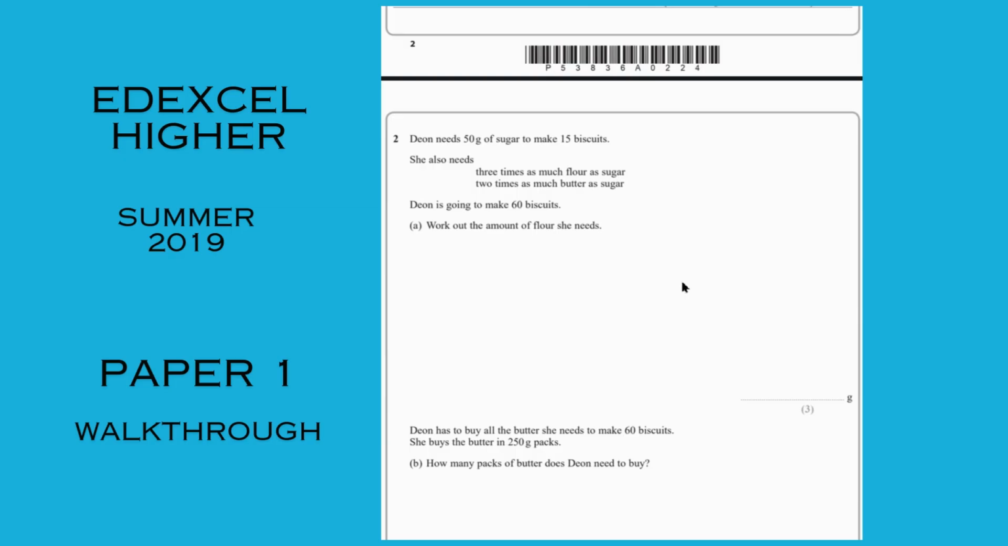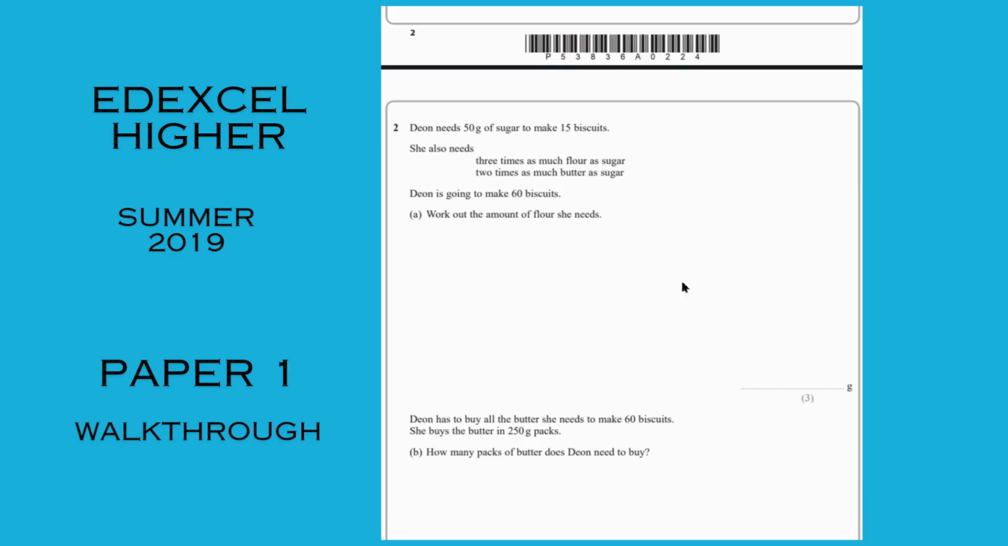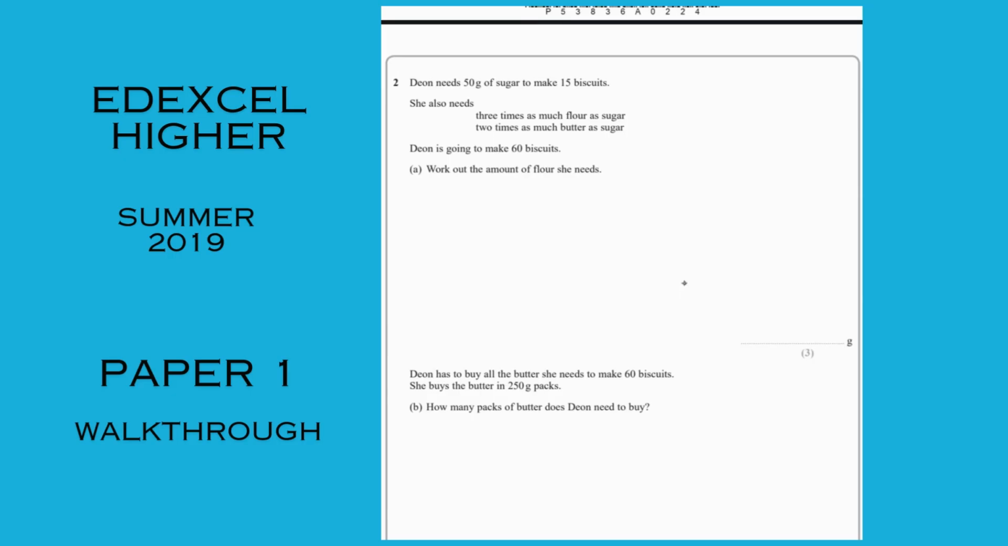Number 2, not a fan of this question. It's just over the top, isn't it? Just wordy for the sake of words. Who cares? So 50 grams of sugar for 15 biscuits. So 3 times as much flour. Let's take one thing at a time with all these over-the-top wordies. So flour would be 3 times as much, 150 grams.